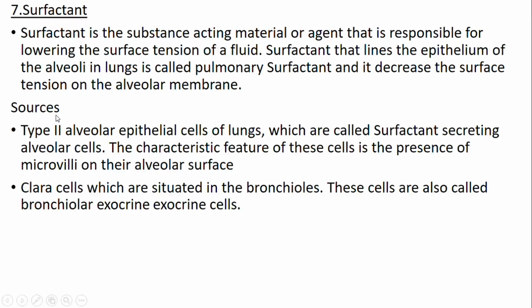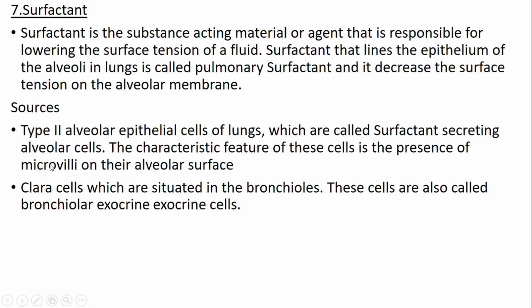The seventh question is surfactant. Surfactant is a surface-active agent that is responsible for lowering the surface tension of a fluid. Surfactant that lines the epithelium of the alveoli in the lungs is called pulmonary surfactant, and it decreases surface tension in the alveolar membrane.